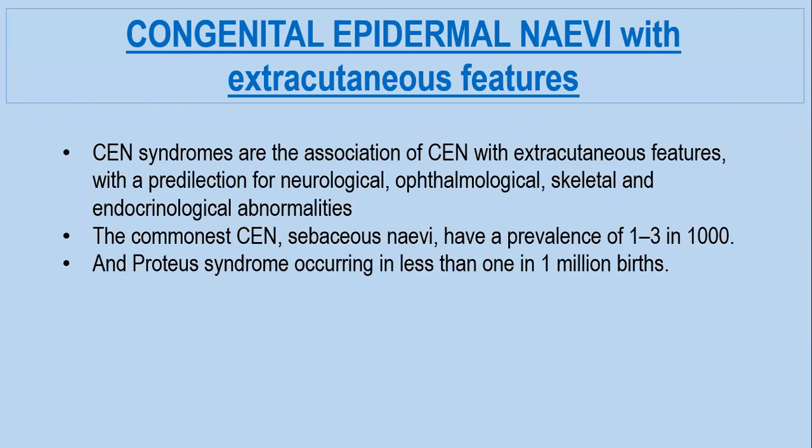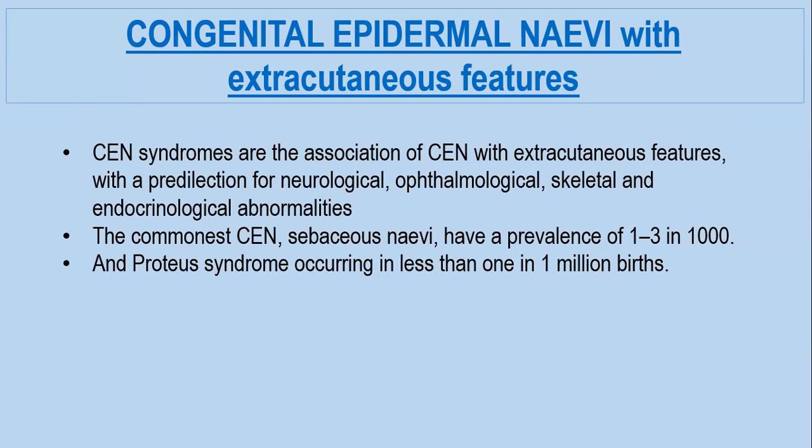Congenital epidermal nevi with extracutaneous features are known as congenital epidermal nevi syndromes, which are an association of congenital epidermal nevi with extracutaneous features, with a predilection for neurological, ophthalmological, skeletal, and endocrine abnormalities. So four main systems are involved when the epidermal nevi change into epidermal nevi syndromes: neurological, ophthalmological, skeletal, or endocrine abnormalities.